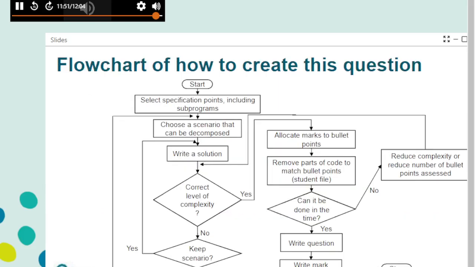You can use this flowchart as a step-by-step to both support the creation of this question type and also the decision-making behind creating an accessible and challenging question for your students to complete.